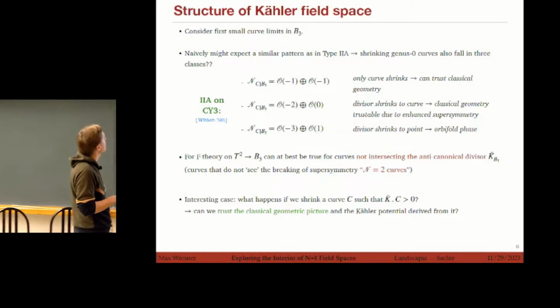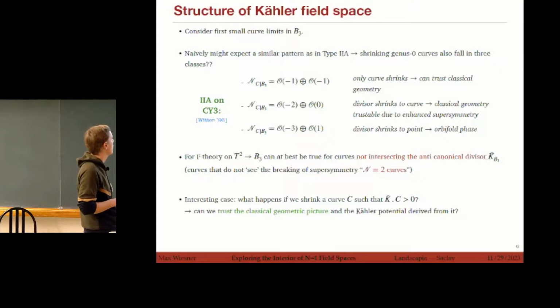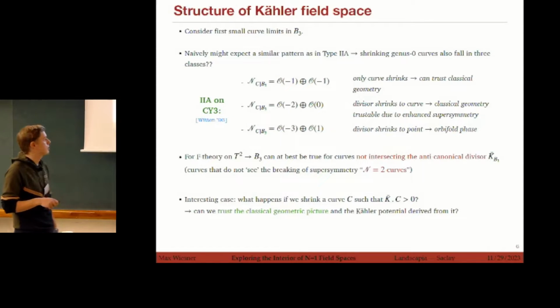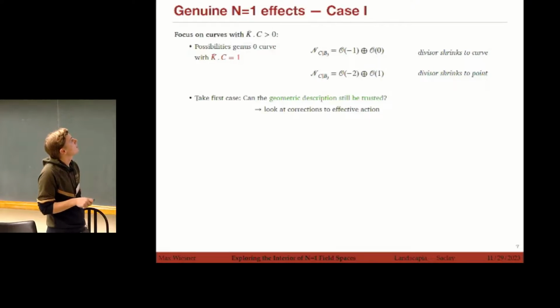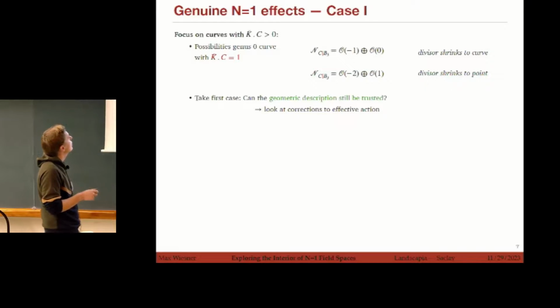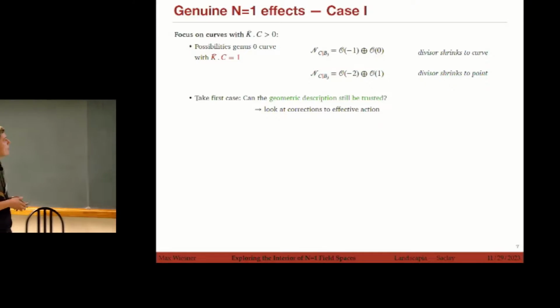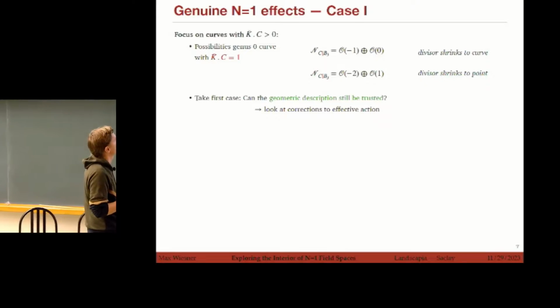But the interesting case is what happens if we shrink a curve C such that it has a non-zero intersection with K bar. Can we trust the classical geometric picture and the Kähler potential derived from it? Therefore, let's focus on these curves. Let's first say, what happens if we intersect this curve once by K bar? Then these are the possible normal bundles, and we take the first case and ask, can the geometric description still be trusted?